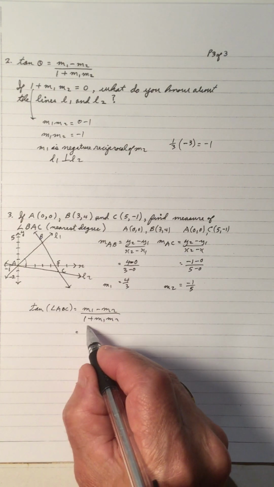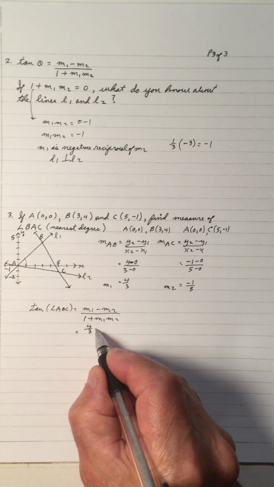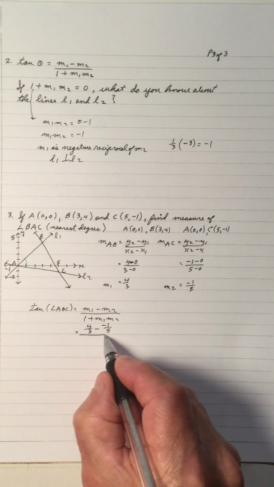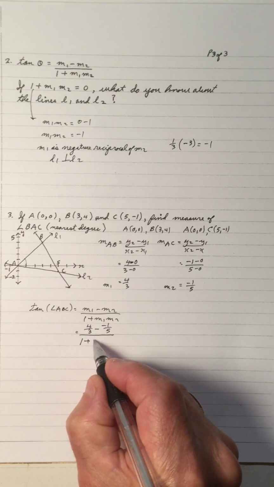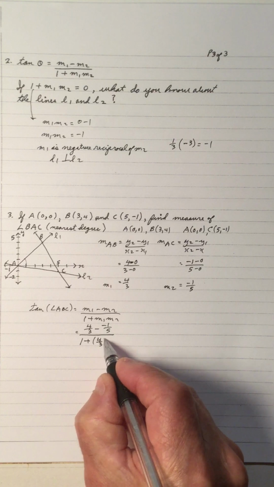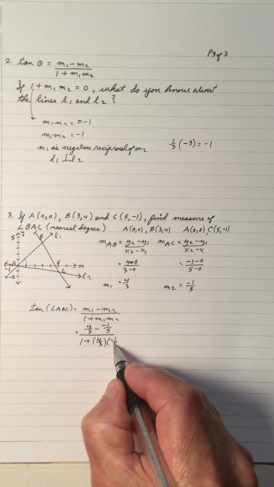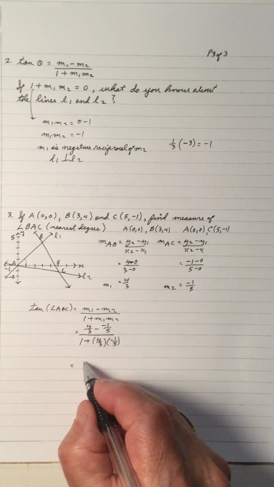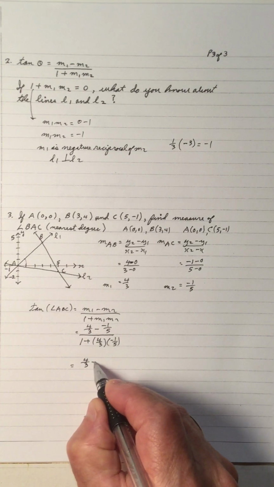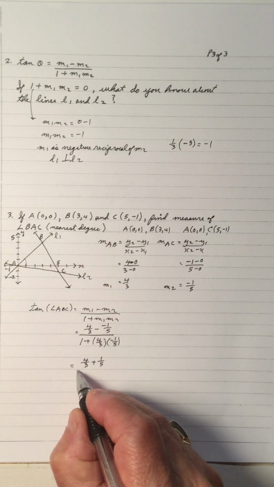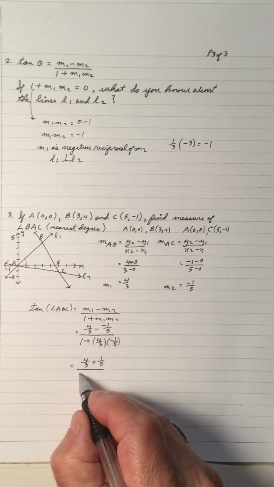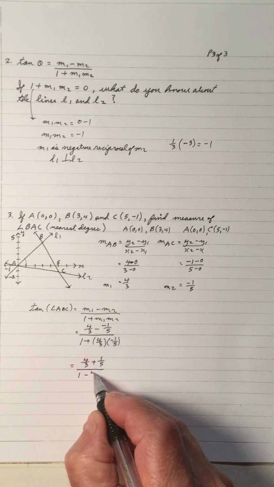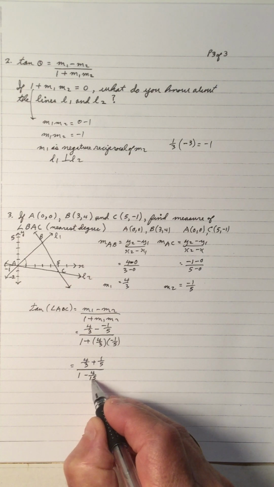And m1 is 4 over 3, subtract m2, which is negative 1/5. And we have 1 plus 4 over 3 times negative 1/5. And we work this out. We simplify. So that's 4 over 3 plus 1/5 on top. Double negative, positive. And we multiply here, and we get a negative 4 over 15.